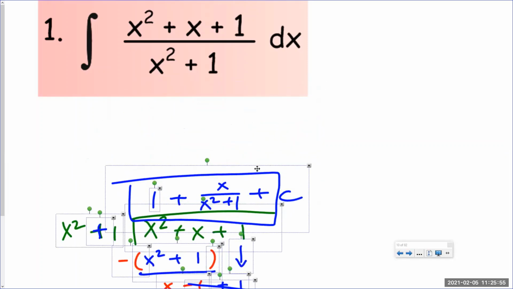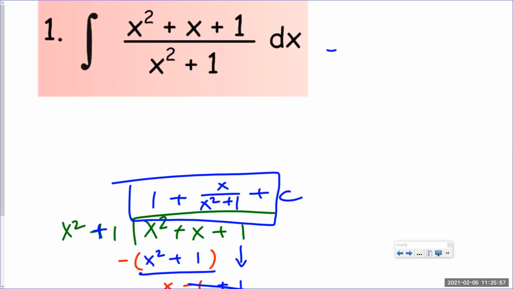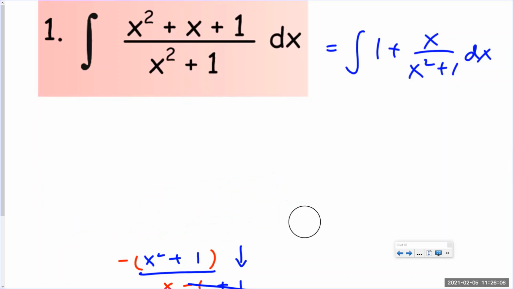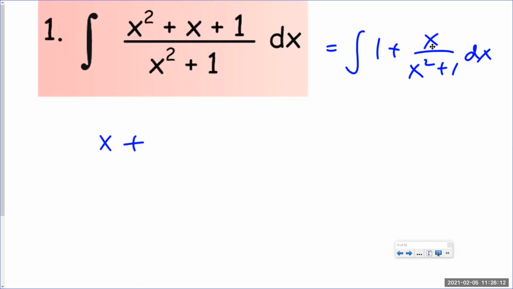All right, so let's look at this problem. This problem should be the integral of 1 plus x over x squared plus 1 dx. And we thought we got to do one problem, but guys, check this out. Oh boy, you get to do 2. What's the integral of 1? x. What's the integral of x over x squared plus 1?